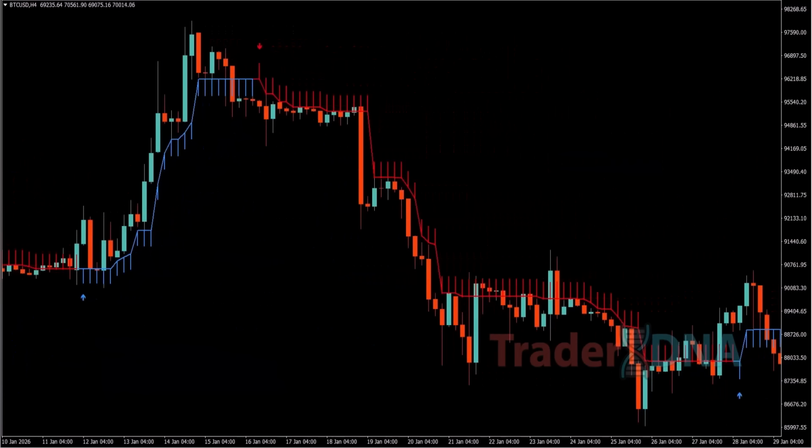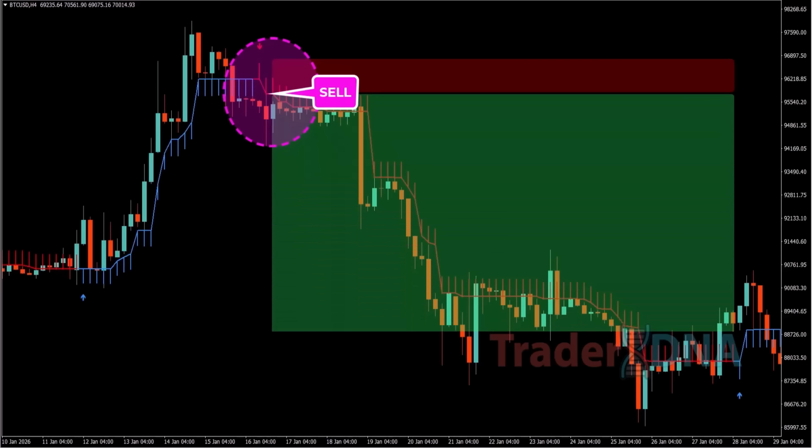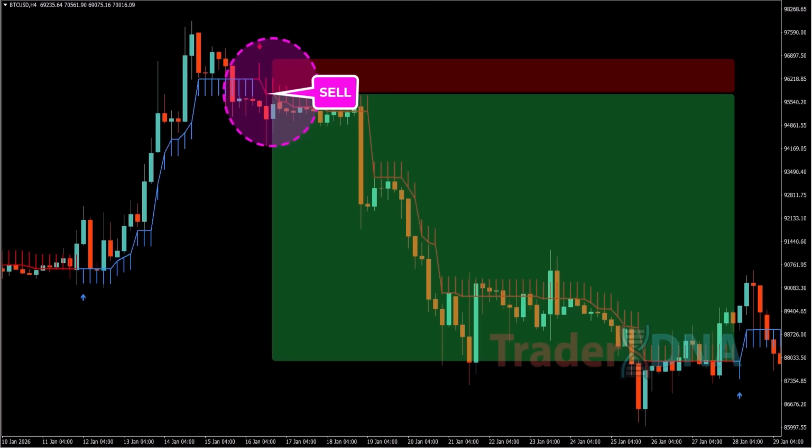Then the indicator turns red again. That means we immediately switch to sell entries. And just like before, price drops deeply, delivering another large profit opportunity.